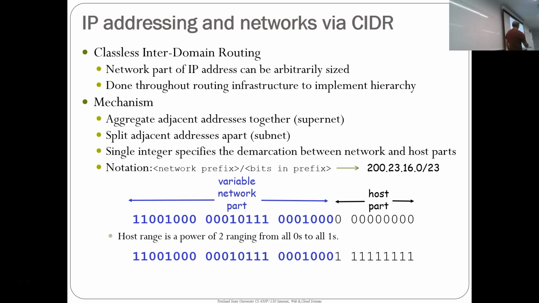So if you give them this prefix, the host can range from all zeros to all ones. Everything in between those all zeros and all ones are IP addresses that belong to this prefix. If you do the translation, this prefix specifies IP addresses from 223.16.0 to 223.17.255. So every address in between these two will fall under this prefix. Does that make sense?